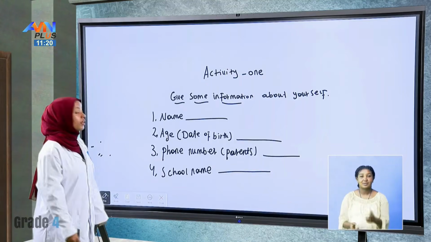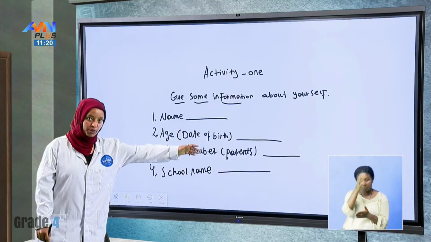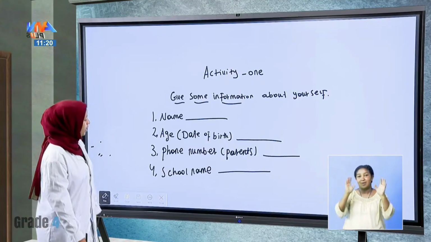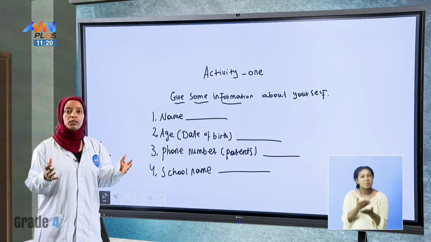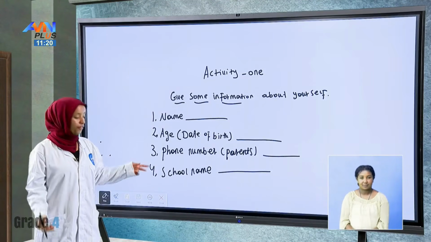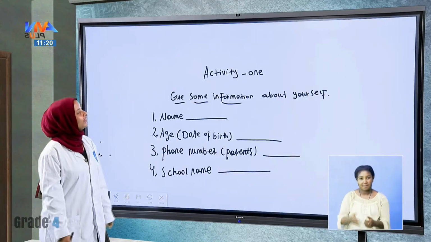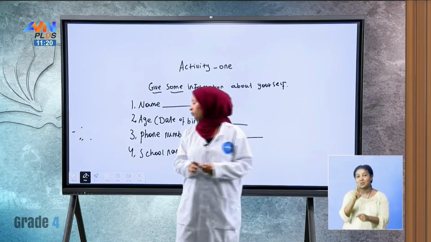The next one is phone number. Your parents' phone number. Bravo, students. The next one is school name. Where do you learn now? You can fill the blanks with your school name. Let us continue with activity 2.